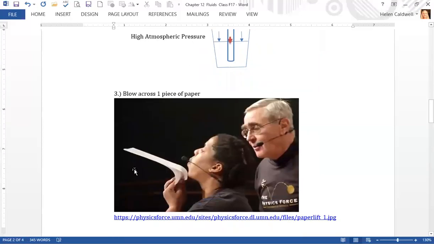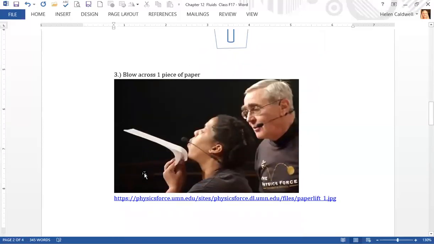If we blow across a piece of paper, so with this, what you do is hold a piece of paper straight in front of you by the edges. You can see she's holding the edges. And then if you blow across it, what will happen if you blow fast enough, the air, notice her mouth is above the paper. If you blow, the air across the top is going fast, the air across the bottom is going slow. Low pressure on the top, high pressure on the bottom forces the paper up.